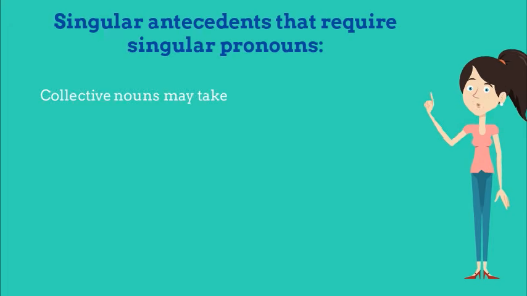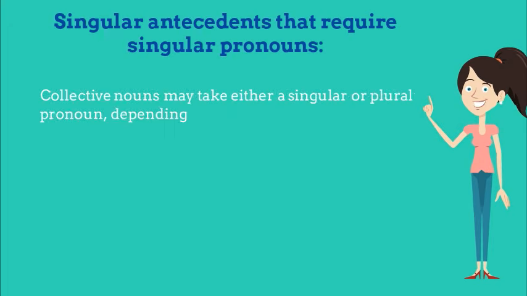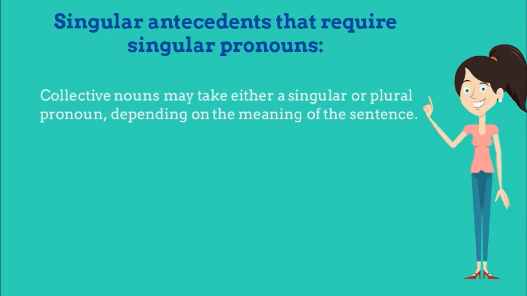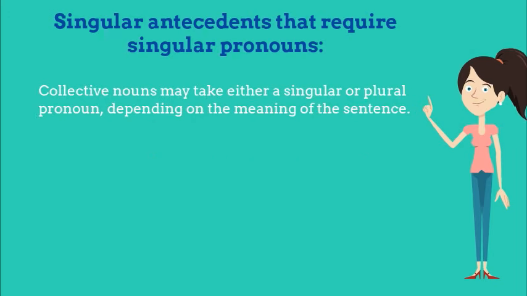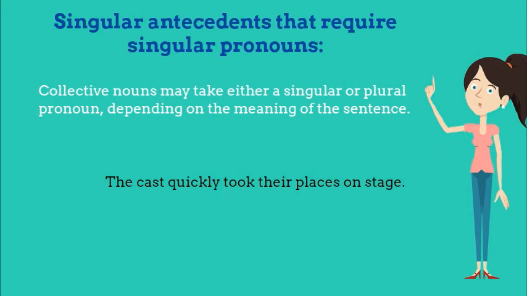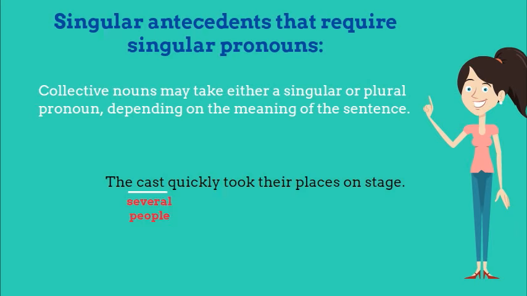Collective nouns may take either a singular or a plural pronoun, depending on the meaning of the sentence. Let's look at this example. The cast is having its picture taken. The cast is a group and is considered to be just one, so the singular pronoun is used. Or, the cast quickly took their places on stage. This is referring to each individual adding up as several people as a group, so the plural pronoun there is needed.